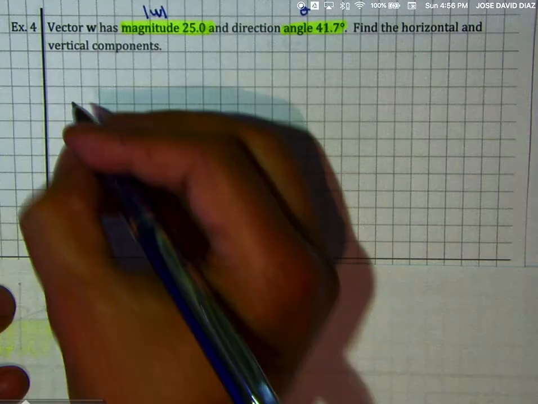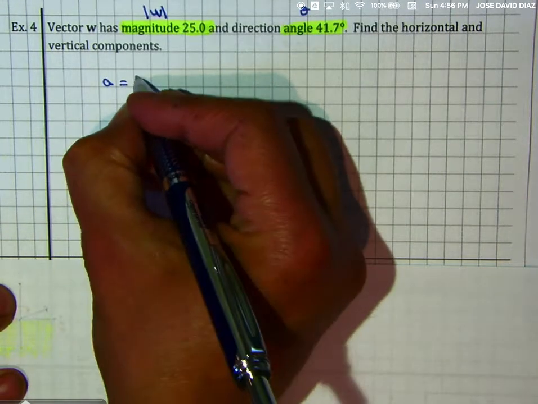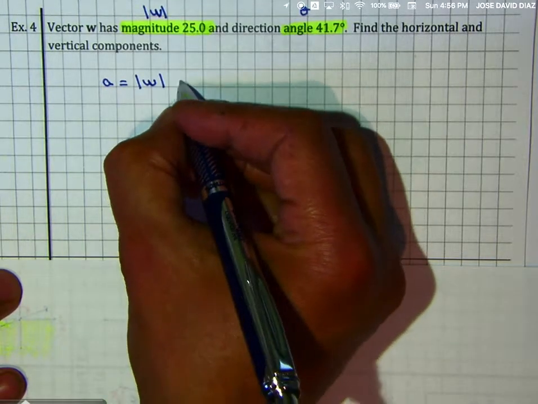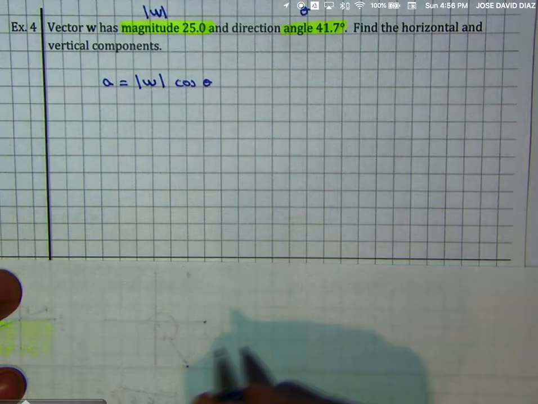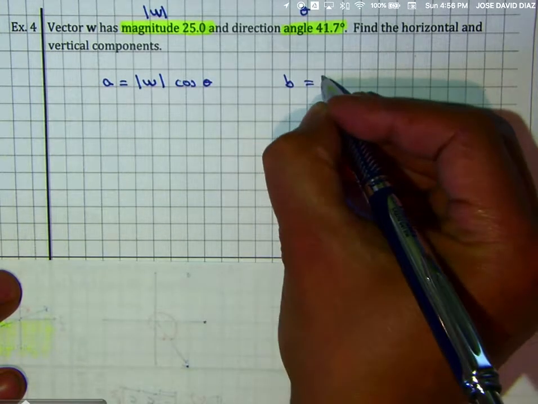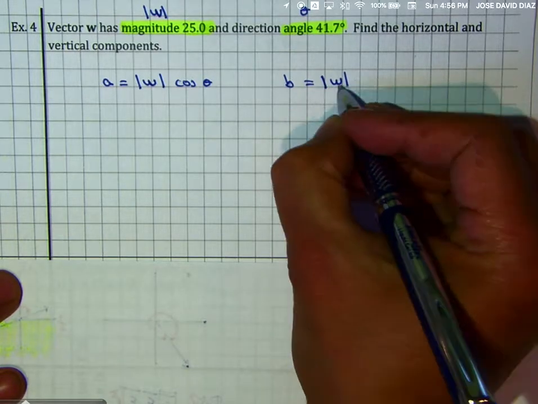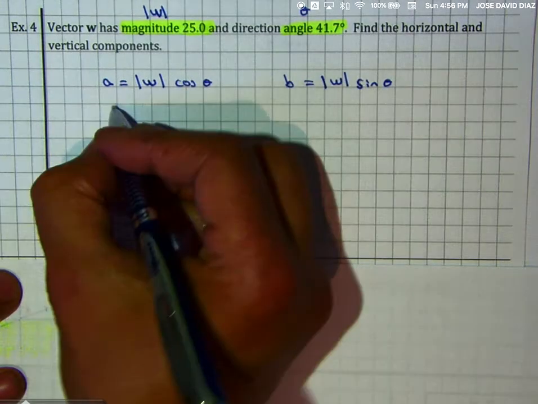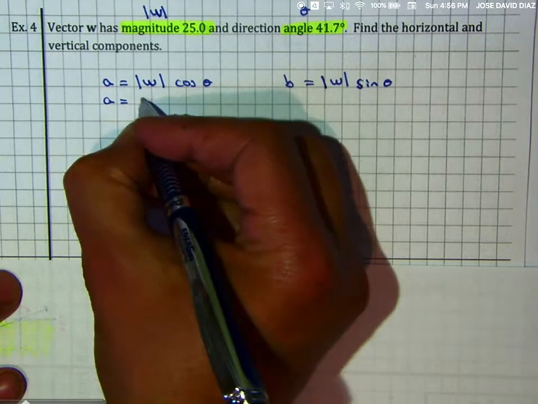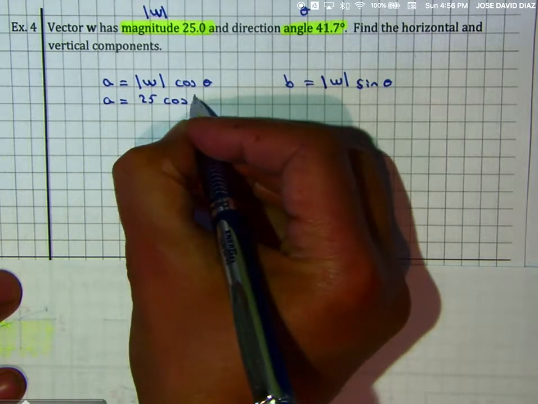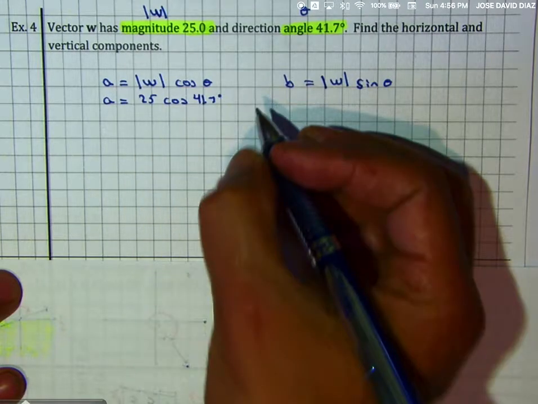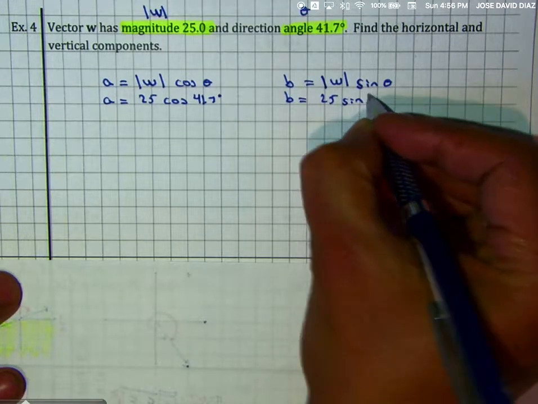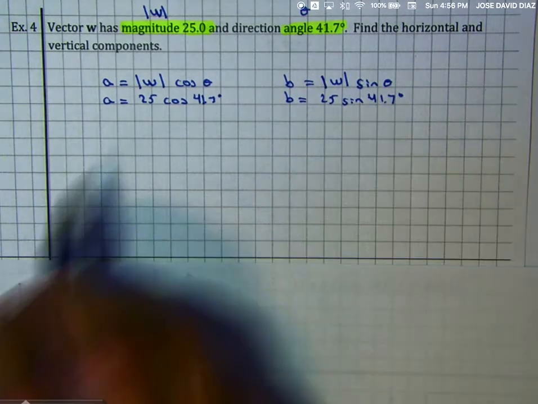So therefore, to find your A component, it's going to be the magnitude of your vector and the cosine of your angle. To find your B component will be the magnitude of your vector multiplied by the sine of theta. So we're just going to substitute: A is 25 times the cosine of 41.7, and B will be 25 multiplied by the sine of 41.7 degrees. Don't forget to place your degree signs.